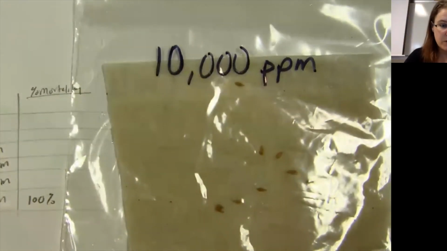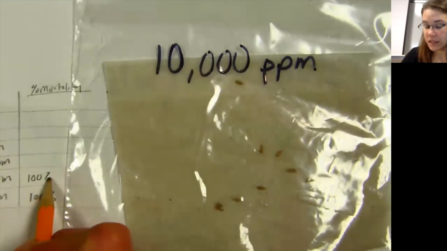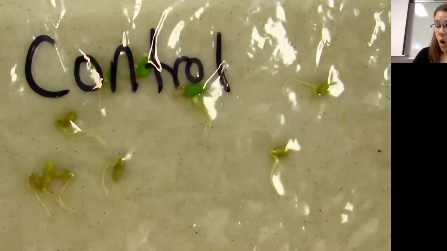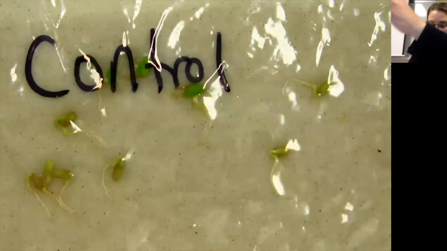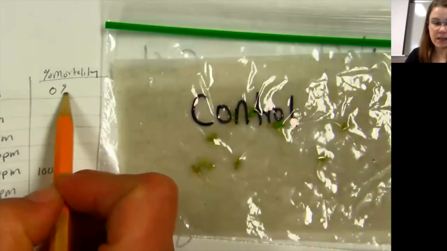Here's the 10,000 parts per million. And for mine, the same is true. They all died, 100% mortality. Here's my control. All of my control germinated. They all started growing. So I'm going to write 0% mortality.